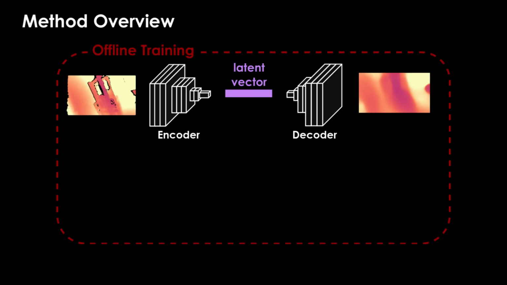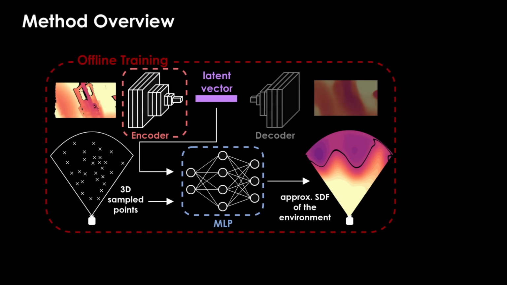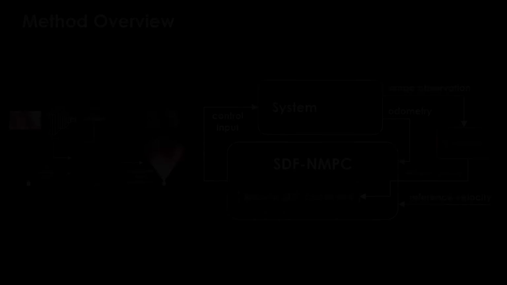To approximate such mapping efficiently, we employ a two-stage neural network. The range image is first encoded into a low-dimensional latent space. Then an MLP approximates the SDF value conditioned on the environment encoded in the latent vector. The neural SDF is an analytically differentiable representation, enabling direct integration in a gradient-based NPC as a collision avoidance constraint.